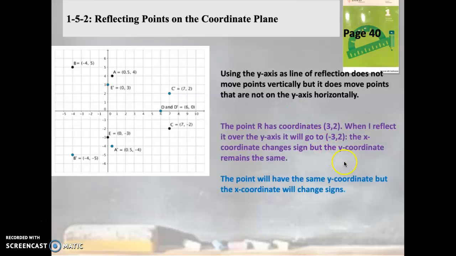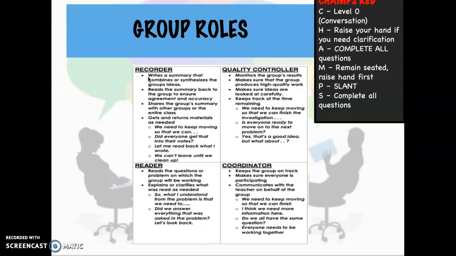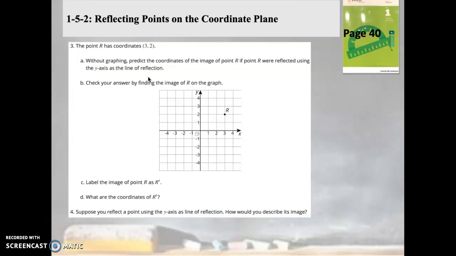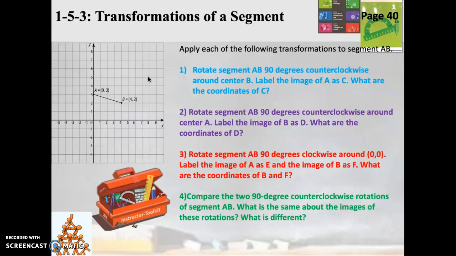Okay? With the y-axis, same thing. The x will change. In this case, it's positive 3. It will now be negative 3. Because if you're going over the y-axis, you're moving right or left. So in class, we went over this. Just making sure you're using your perpendicular lines for the line of reflection.